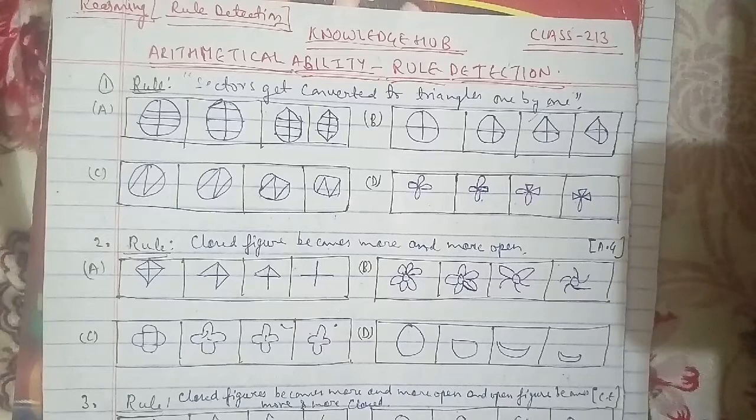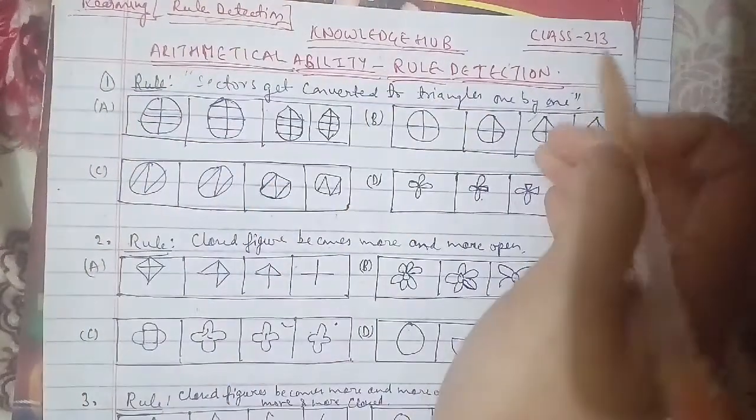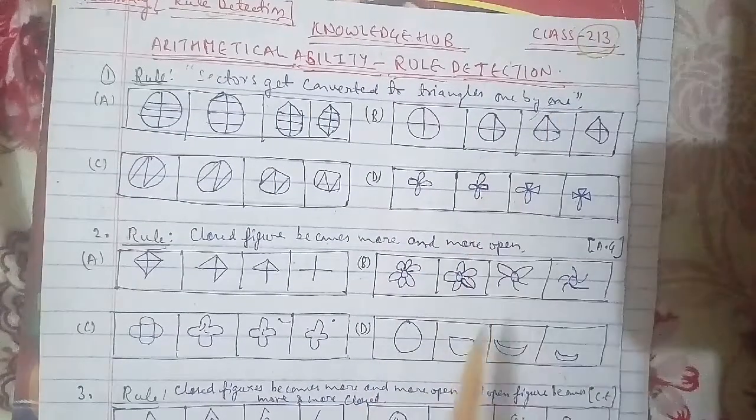Today we're going to start with the reasoning class, and that is the new topic we have to cover, rule detection. This is your 213th class.